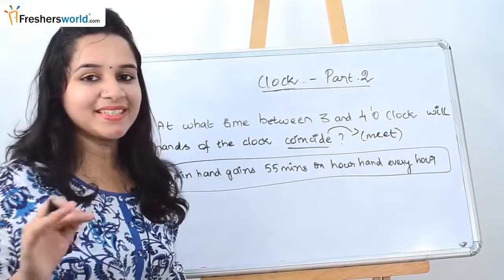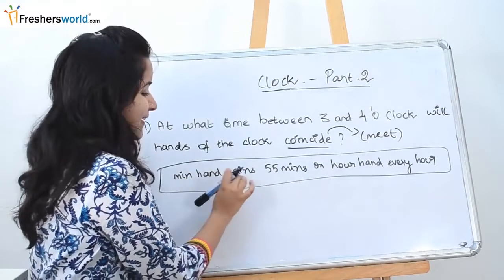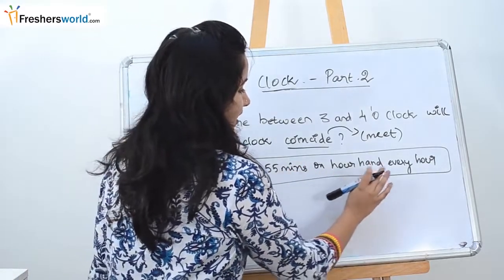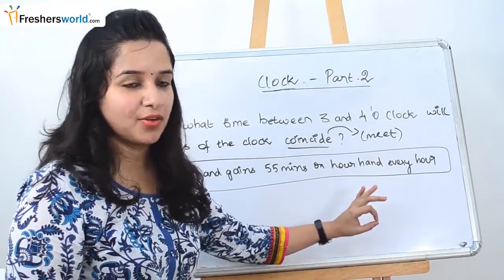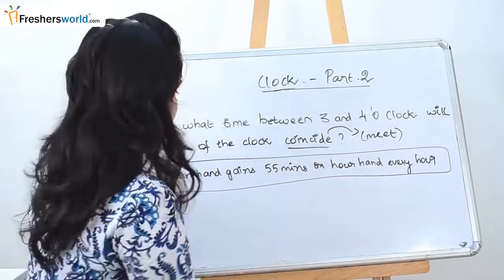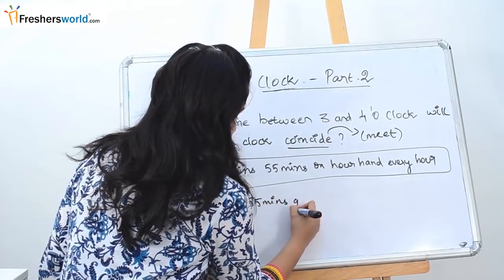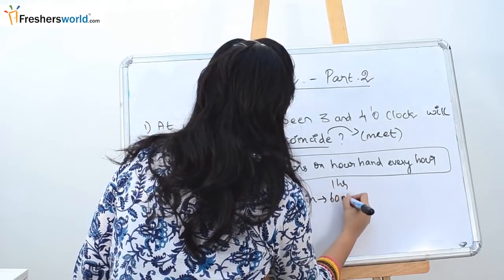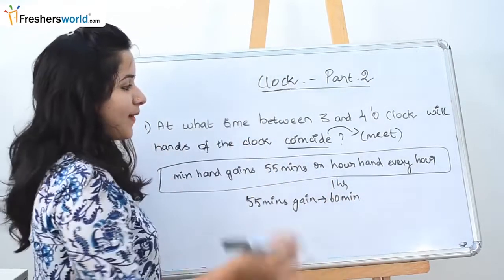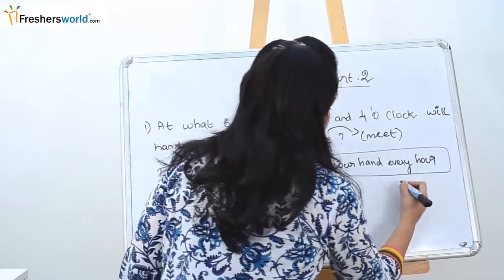One basic thing that you should remember here is, always remember this: the minute hand gains 55 minutes on the hour hand every hour. If you know this concept, it will be very easy to solve the sum. So 55 minutes gain on every 1 hour, which is nothing but every 60 minutes. So what is the question? What is the time between 3 o'clock and 4 o'clock when your minute hand and hour hand will meet?